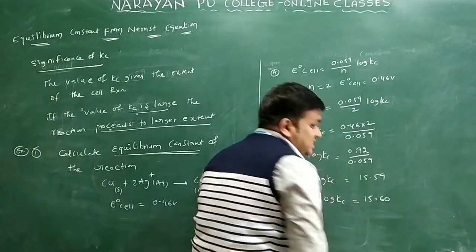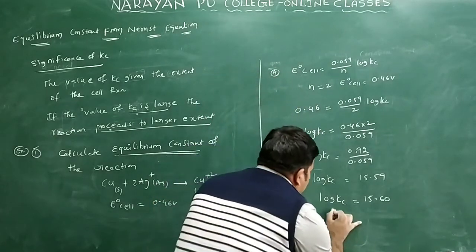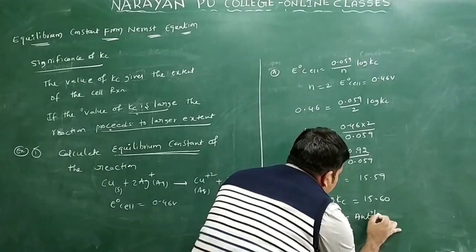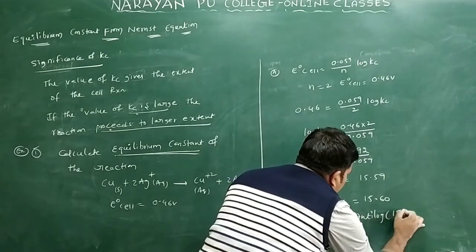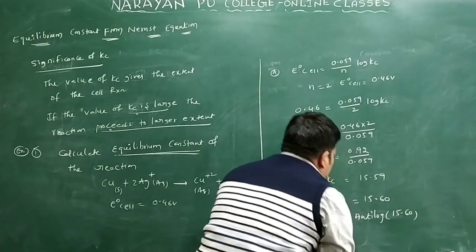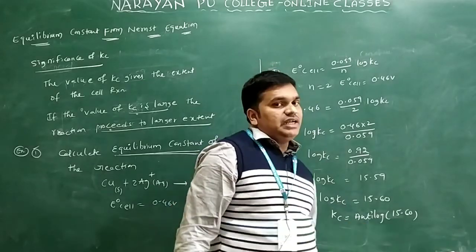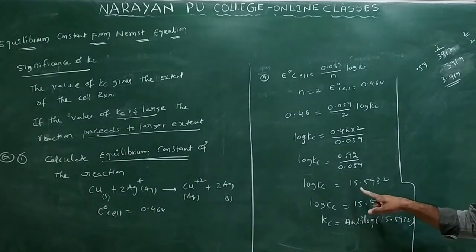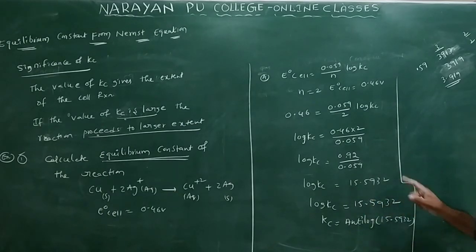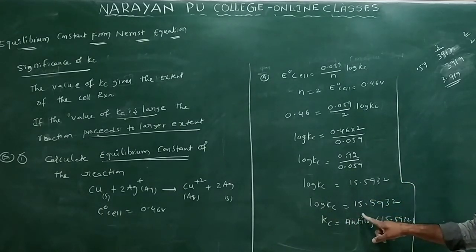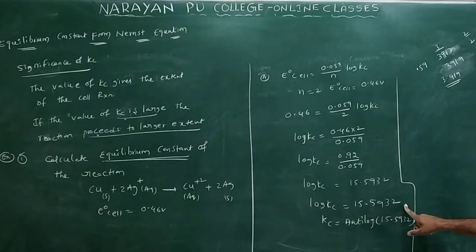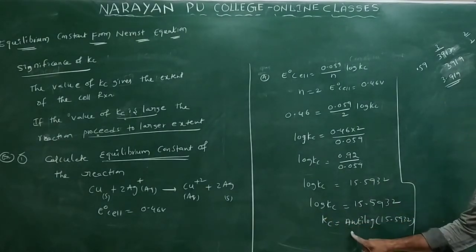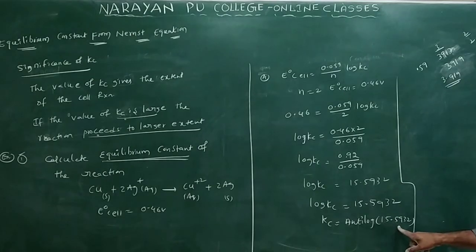What they are asking is Kc. So Kc is equal to the anti-log of 15.60. We want to see the anti-log, then we will get the answer. Now I will take the four-digit value, 15.5932. So log Kc value is 15.5932. You can find Kc from this, so log becomes anti-log: anti-log of 15.5932.